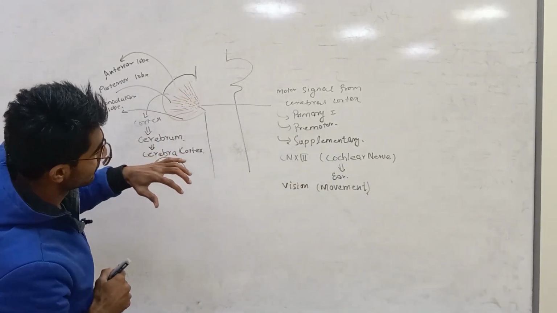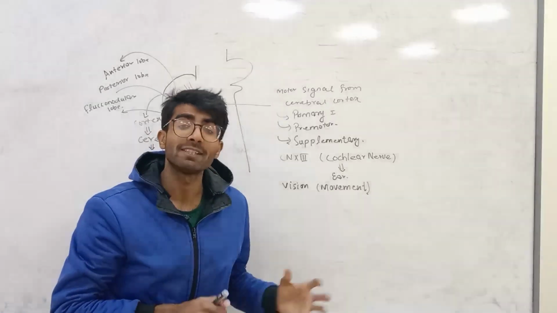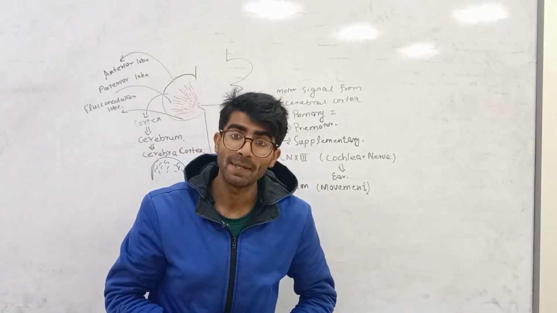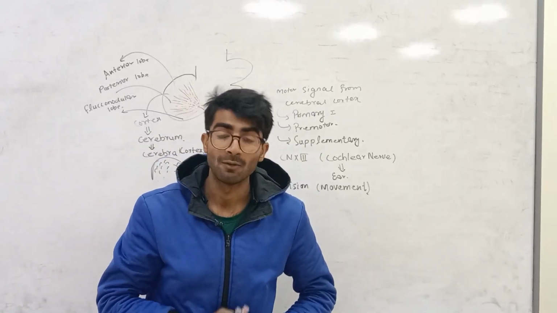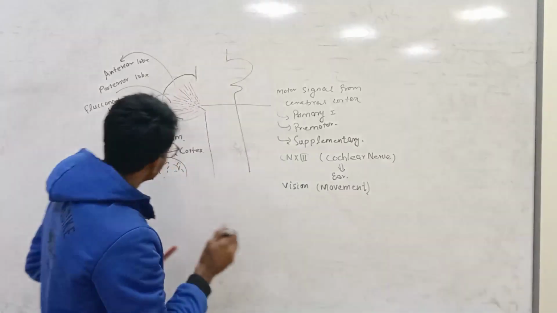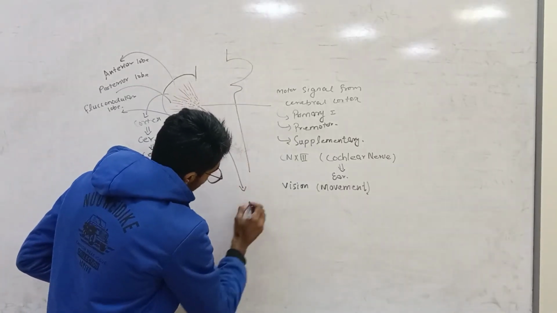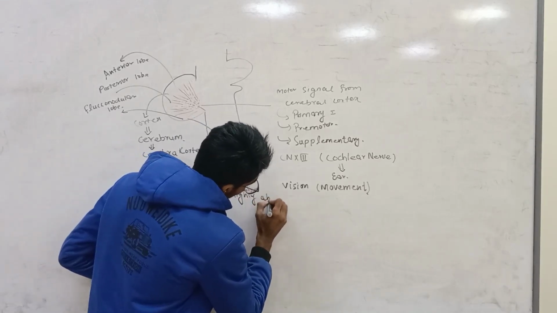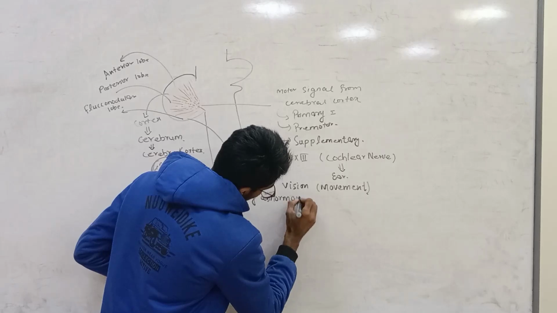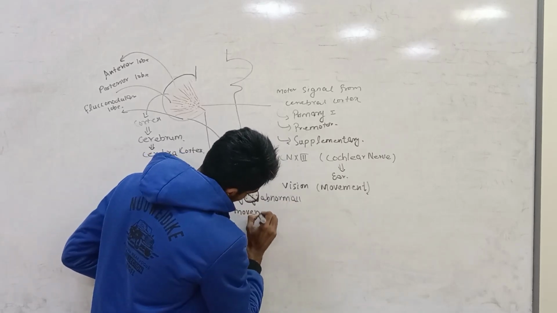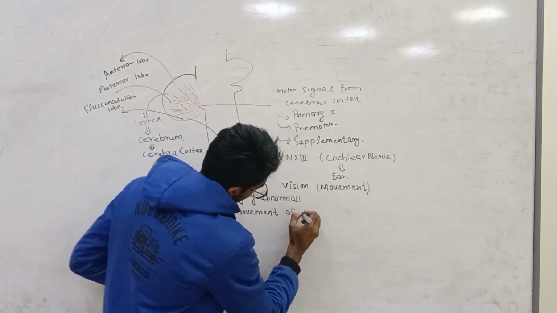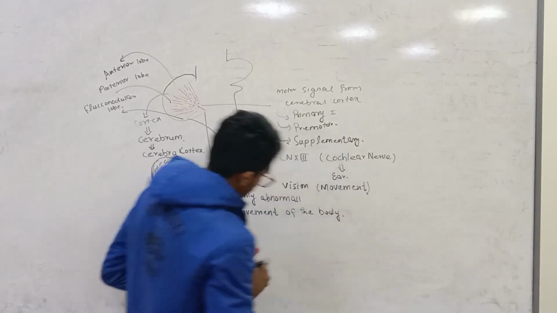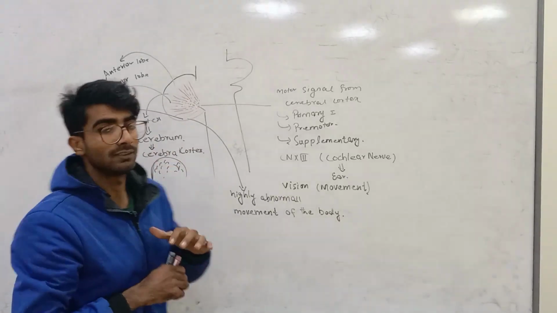And if we remove the cerebellum from the body, or sometimes the cerebellum is accidentally damaged, what happens? When the cerebellum is damaged, it means highly abnormal movement of the body. It is an important structure, but it's silent.